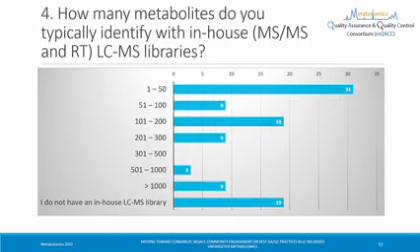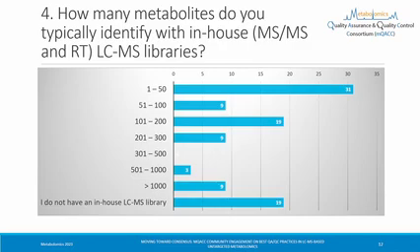The fourth question of the poll, there were multiple questions. We've picked just certain ones out of those. So how many metabolites do you typically identify with in-house MSMS and retention time libraries? The most respondents for any one answer was 1 to 50, but most of those you can see are going up to about 200, which I think is about right if you think about the amount of chemical standards that are available.